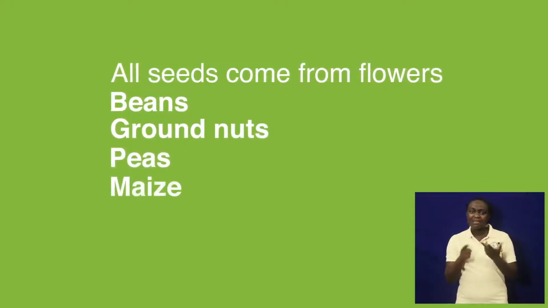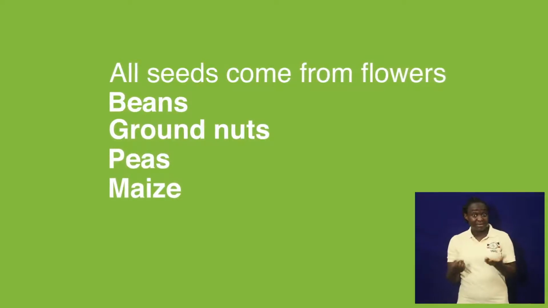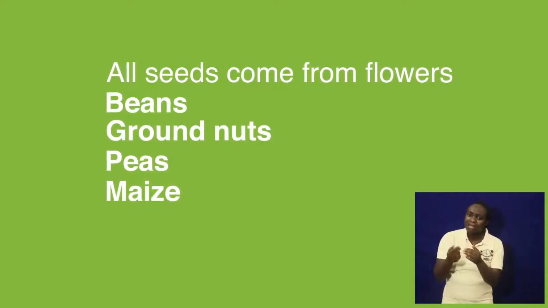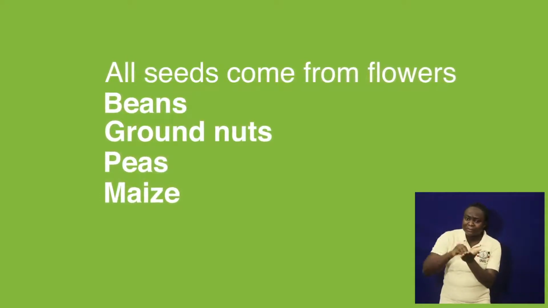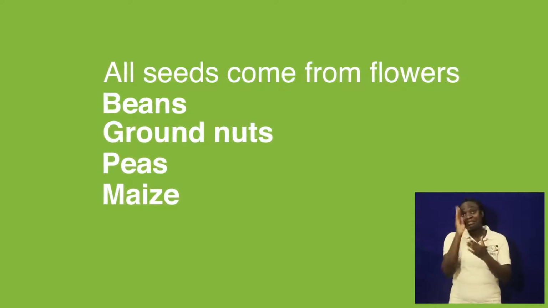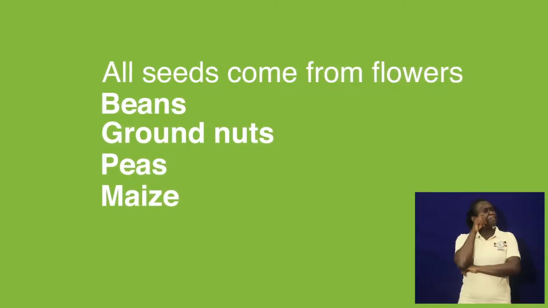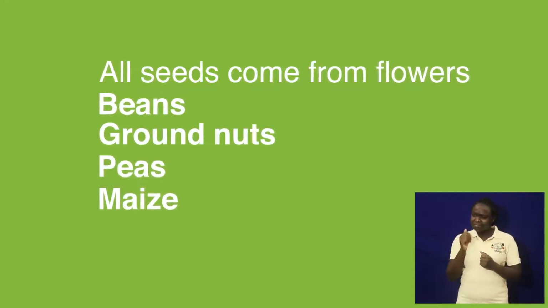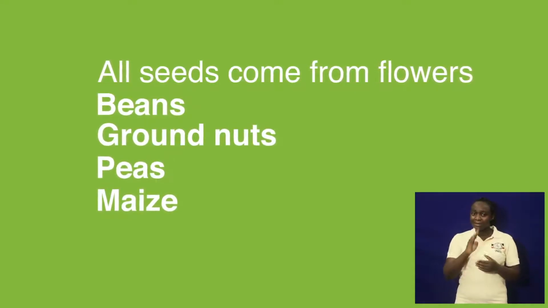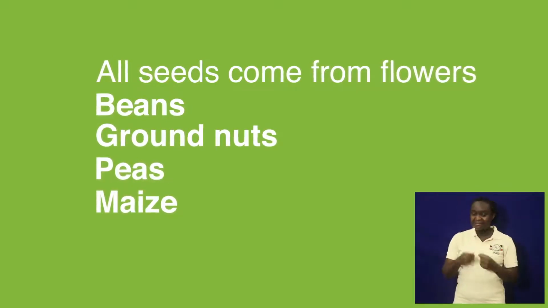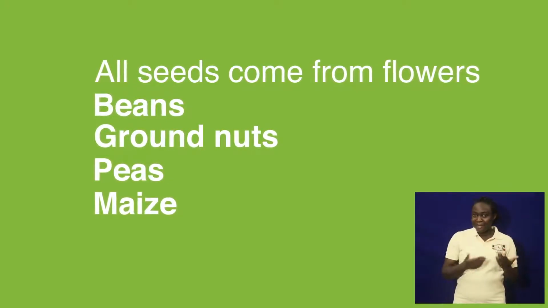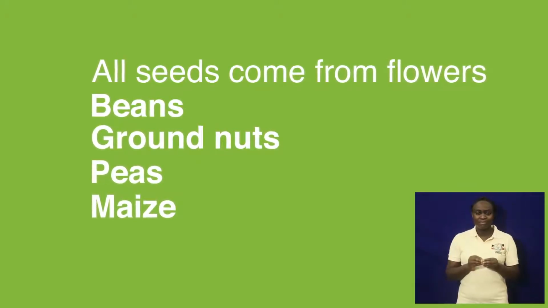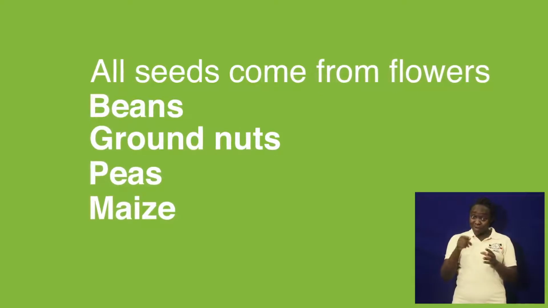You can look at what mom prepared for supper yesterday or for lunch. Try to recall what the meal was made of. Of course, probably the beans were there, the groundnuts were there, the peas were there, maize was there. All these plants have flowers.